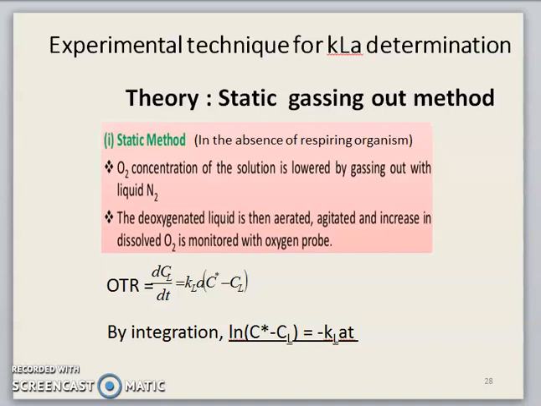Let's start with the static gassing out method. The static gassing out method is a method in the absence of microbes. In this method, the oxygen concentration of the solution is lowered by gassing out with liquid N2. The deoxygenated liquid is then aerated and agitated, and the increase in dissolved oxygen is monitored with an oxygen probe.